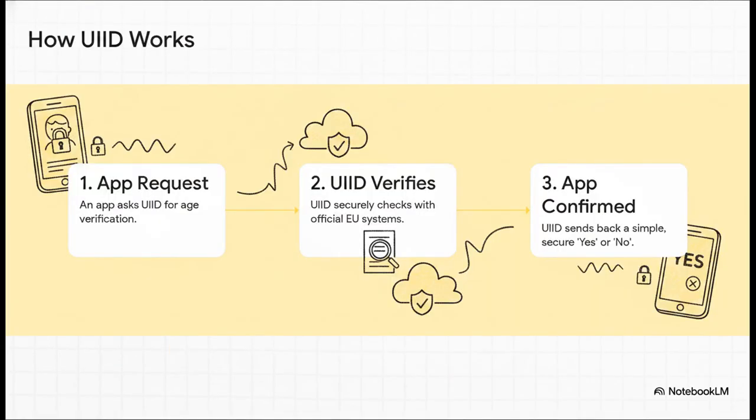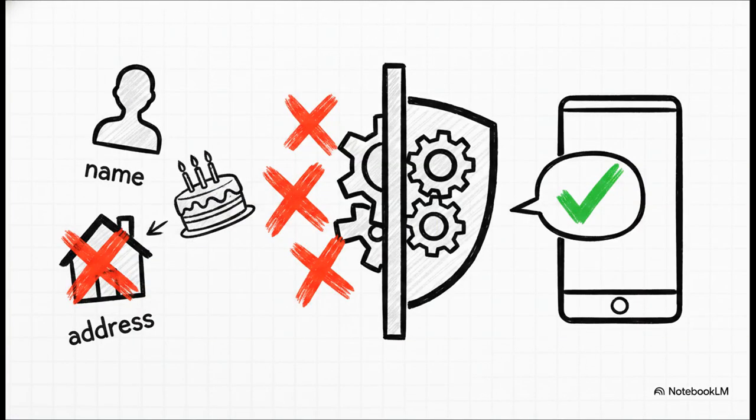Okay, so how does it actually work in the real world? The process is beautifully simple. Step 1, an app asks UID, hey, is this user over 18? Step 2, UID securely checks with the official source, like an EU digital wallet. And then step 3, UID sends back just one piece of info to the app: a simple, cryptographically secure yes or no. That's it.